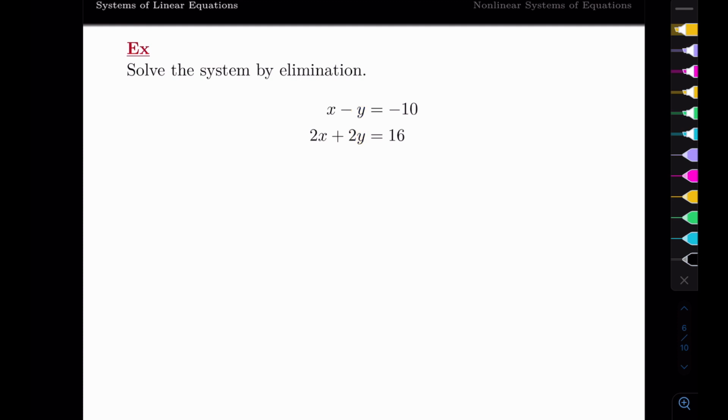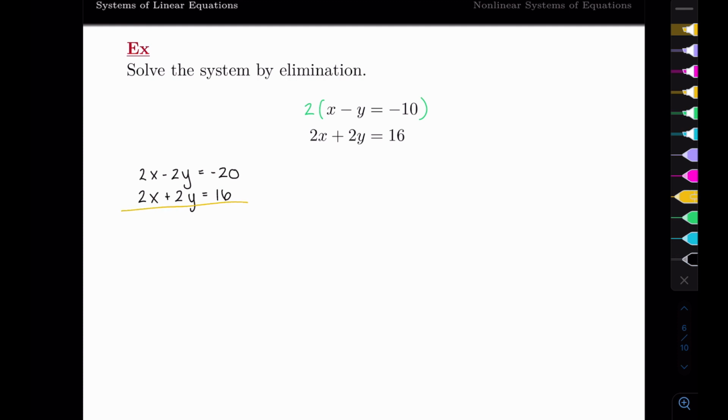So you can do either one in this case, but if you look at the y values, one is positive and one is negative. So it's a little bit nicer to eliminate y. So what we're going to do is I want to get the same number out front. I want this to be negative 2y. So those cancel each other out. So what I need to do is take this equation and multiply it by 2. And in doing so, that gives us 2x minus 2y equals negative 20. And then our second equation is still exactly the same.